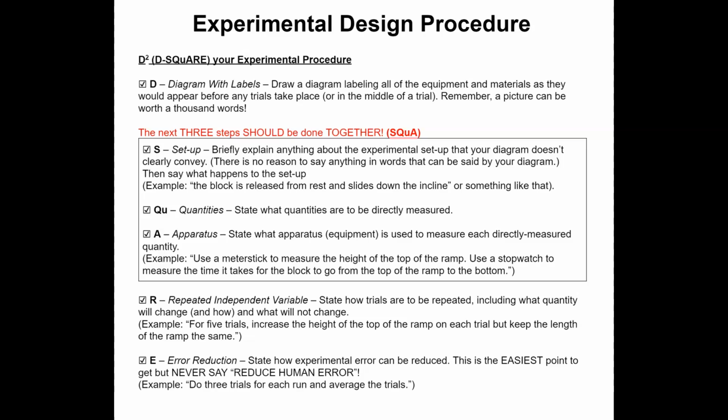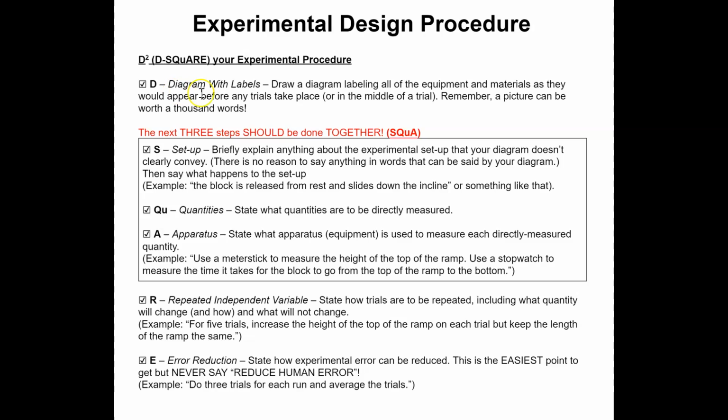Hey everybody, so this is an explanation of the experimental design procedure. I like to call this DSquare, your experimenter procedure. And I know that it used to be called squared. Make sure that your procedure is squared away. But I really like the DSquare because then the D is actually out front.